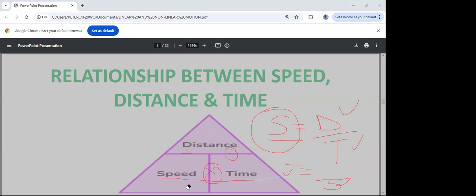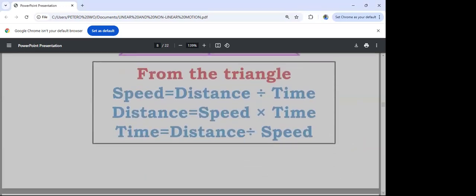So we can note those formulas down, please, such that we can be able to revisit them when we need them. These are the formulas that we have got from the triangle. Speed is equal to distance divided by time. Distance is equal to speed times time. And time is equal to distance divided by speed.